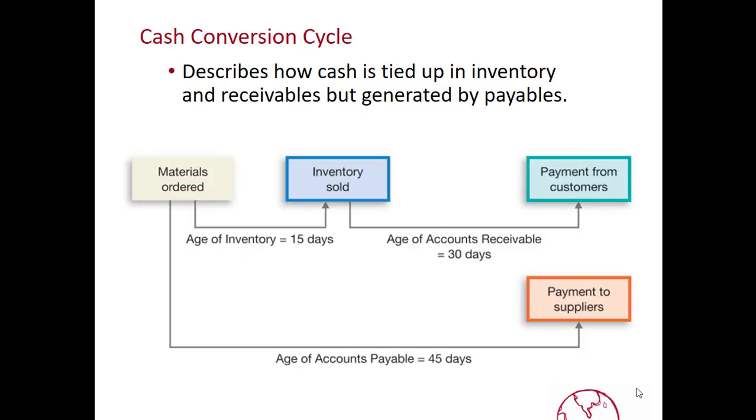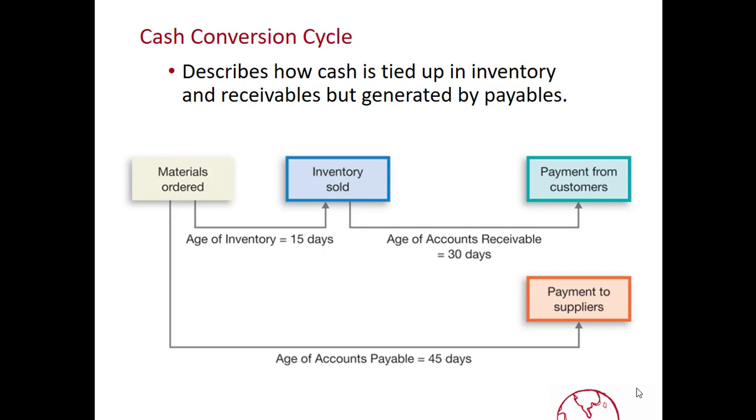Let's talk about the cash conversion cycle, which looks at how cash is used up or generated through working capital. When a company purchases inventory, that inventory is a use of cash. In this case, you can see that a company has, on average, 15 days of inventory at any one time. In this case, you can see the company is collecting from its customers, on average, after 30 days. The combination of investments in inventory and accounts receivable ties up cash for 45 days.